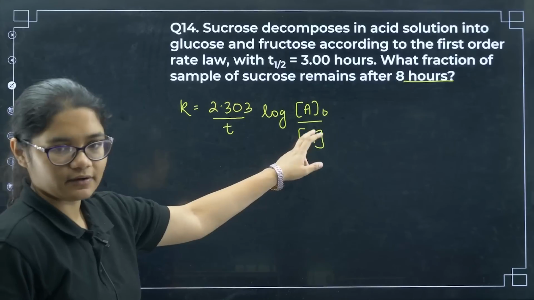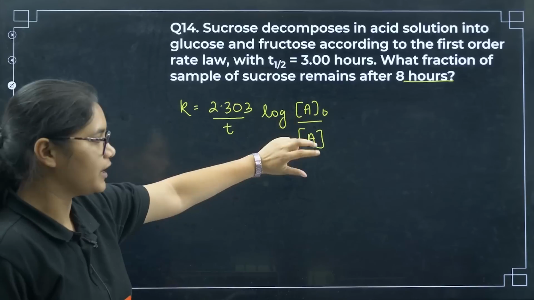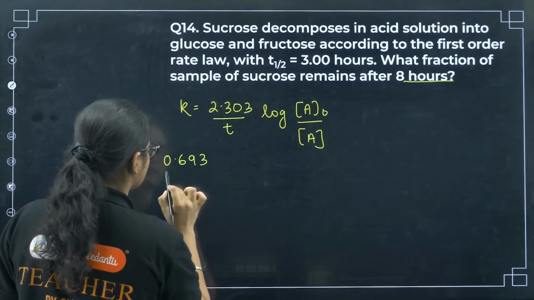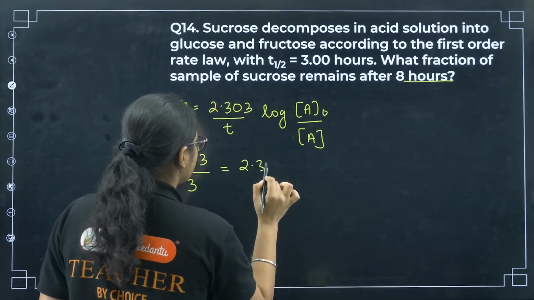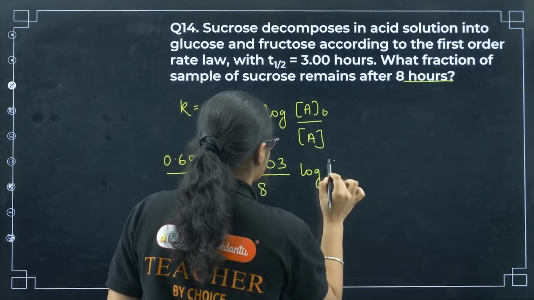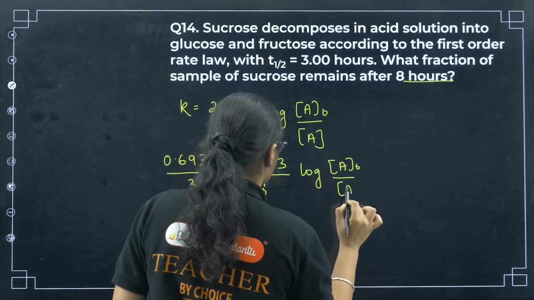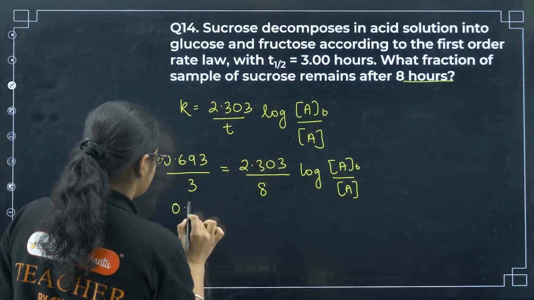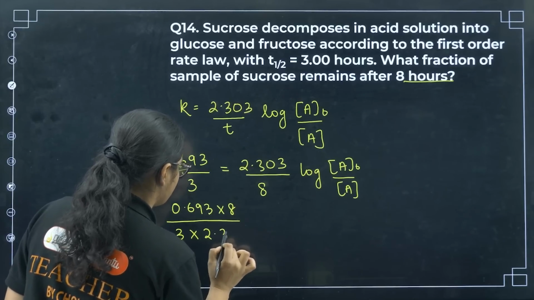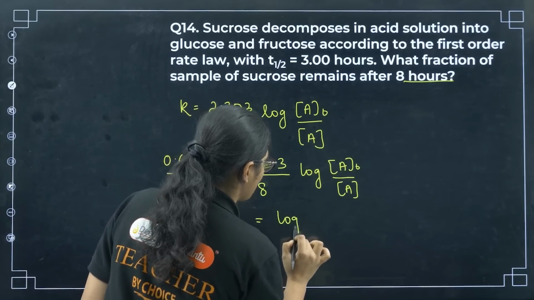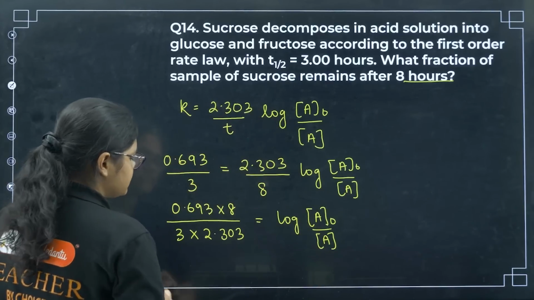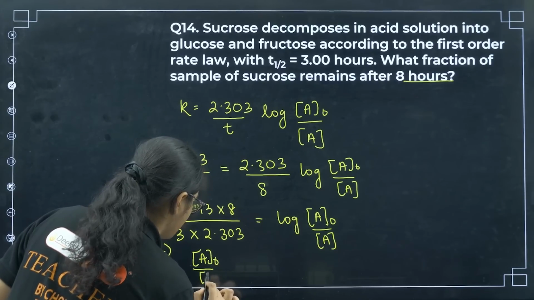Okay. So this is the A value that remains after 8 hours and this is the total value, right. So I have to reverse this value. Fine. So the K value I can find out, that is 0.693 by 3 hours into 2.303 divided by time, which is 8 hours, and here I have log of A naught by A, right. So how much will I get? So 0.693 into 8 divided by 3 into 2.303 is equal to log of A naught by A.